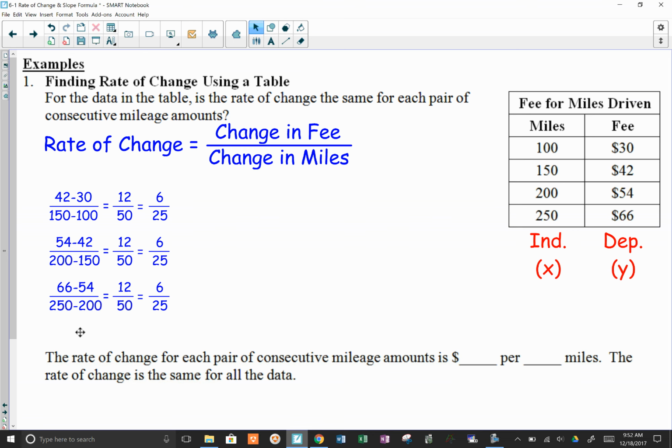It's always the same. So now because it's rate of change, I mentioned earlier that there would be labels generally involved. We have to know what this 6 over 25 really represents. This means that there's $6 for the fee per 12 miles that are driven. And again, we can see that all the rates of change are the same for the pairs of rows.